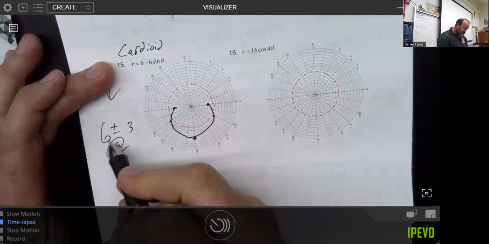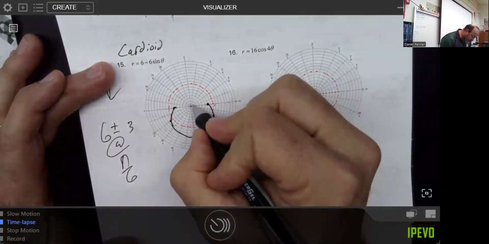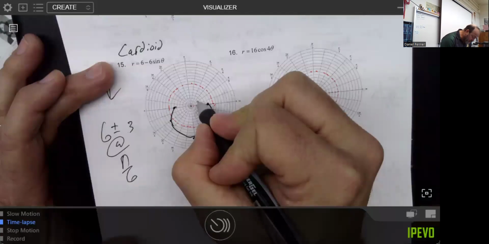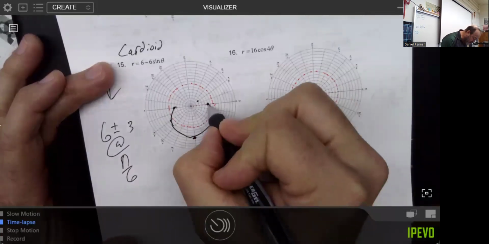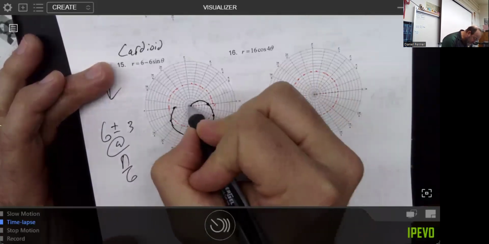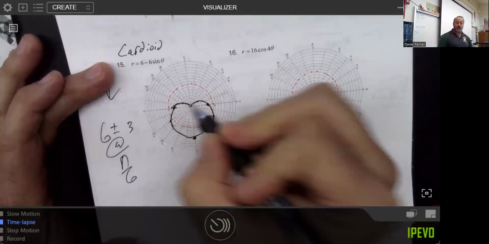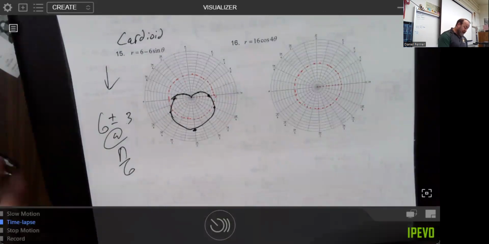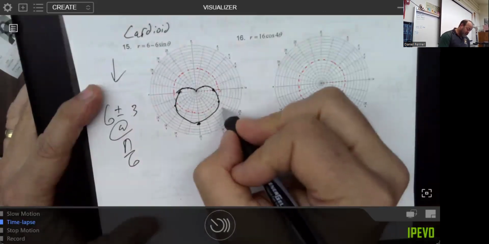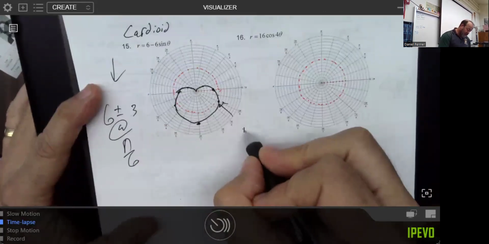And 6 minus 3 would be 3. So 1, 2, 3. It's going to be the really little guy like this, kind of looping in here like that. And half of 6 is 1, 2, 3. Hopefully I've hit that okay. And that's my cardioid.